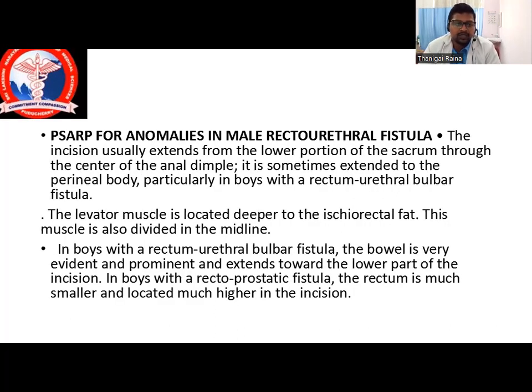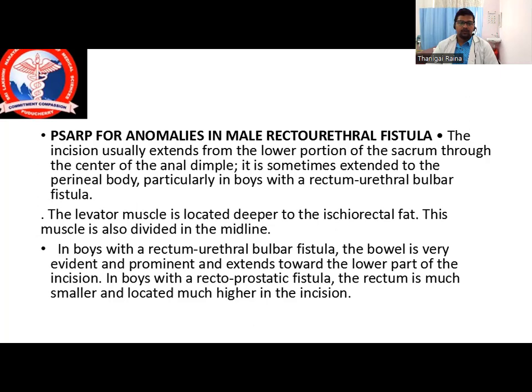Posterior sagittal anorectoplasty for anomalies in males with rectourethral fistula. The most common incision usually extends from the lower portion of the sacrum through the center of the anal dimple. It is sometimes extended to the perineal body, particularly in boys with a rectourethral bulbar fistula. The levator muscle in the perineum is located deeper, in the ischiorectal tract, and this muscle is also divided in the midline.